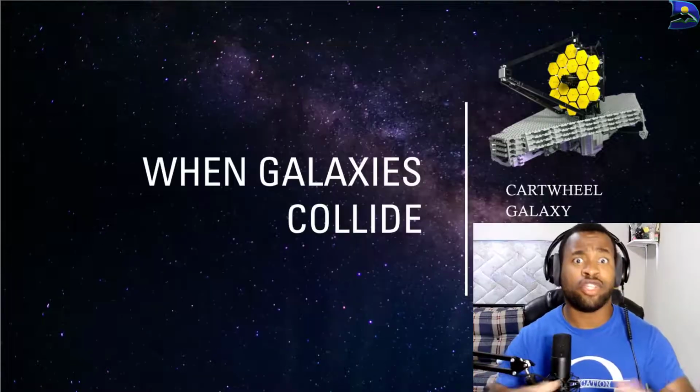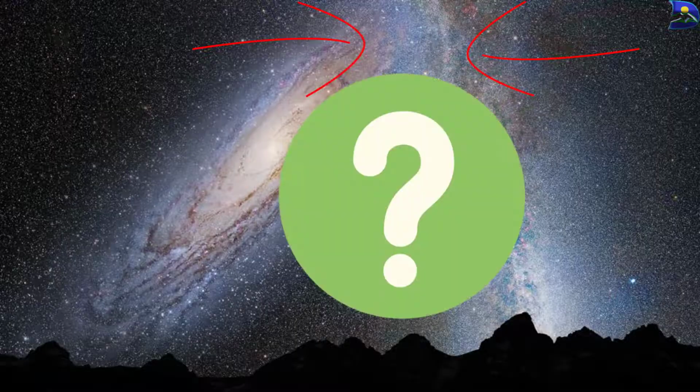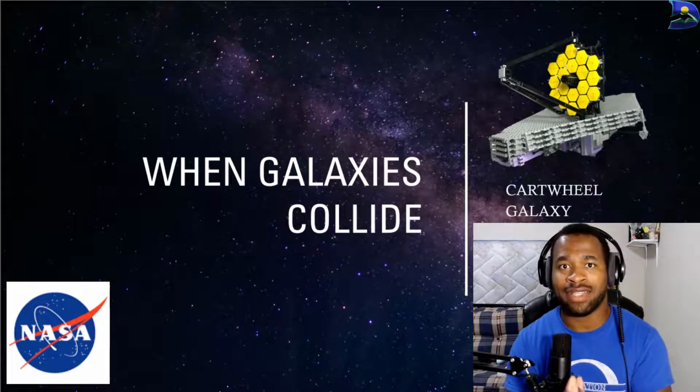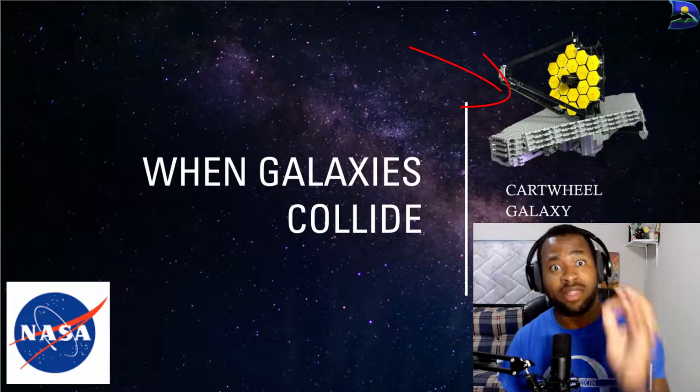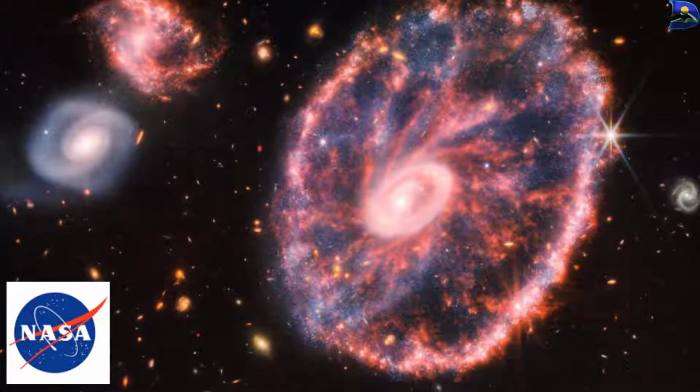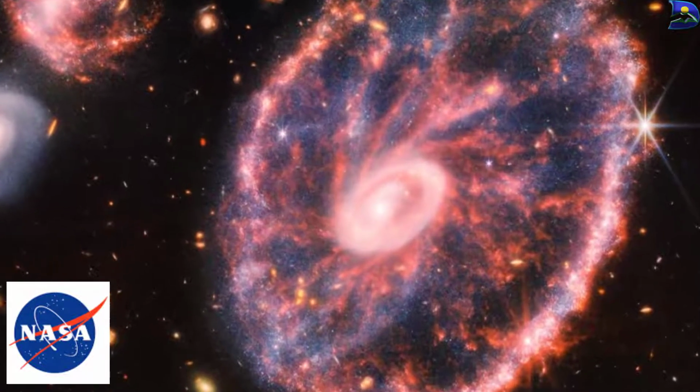Now, the big question I'm going to ask you is this: have you ever wondered, when galaxies collide, what happens? In this video, we're going to look at NASA's image that was released using the James Webb telescope about this incredible galaxy that was actually showing these particular characteristics.